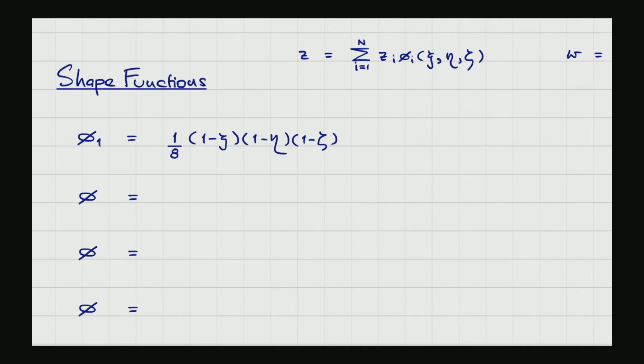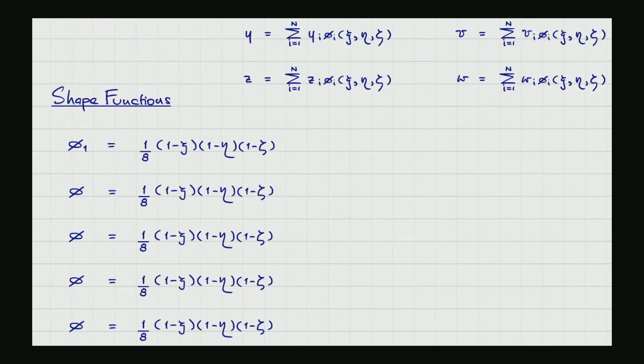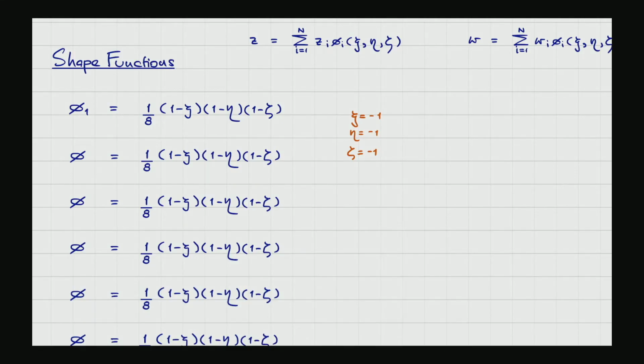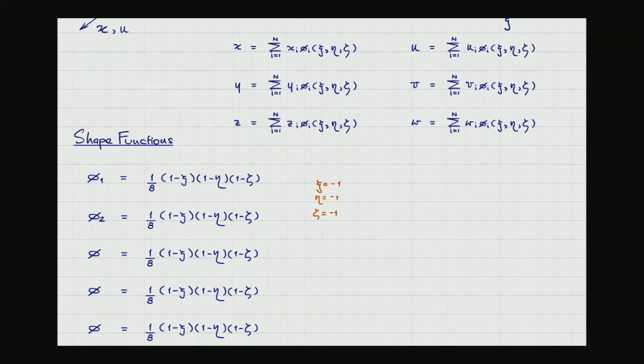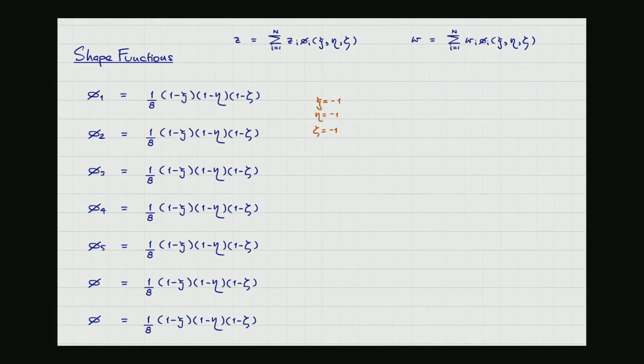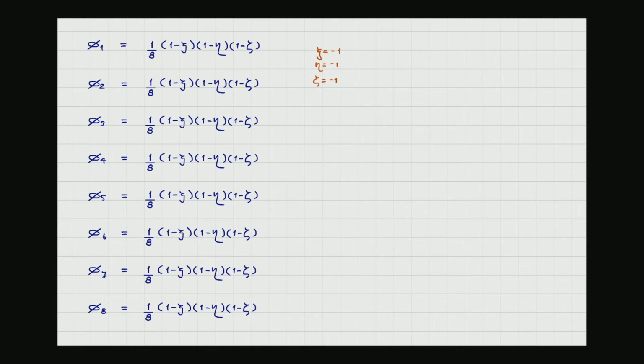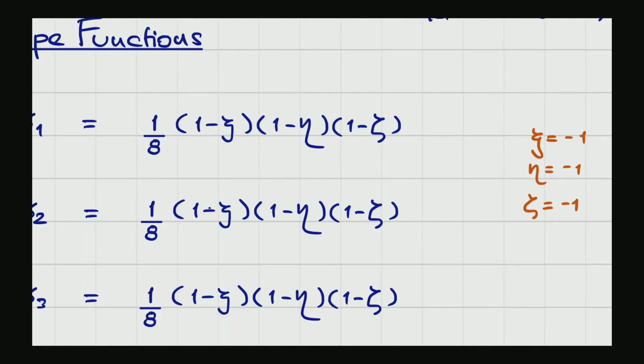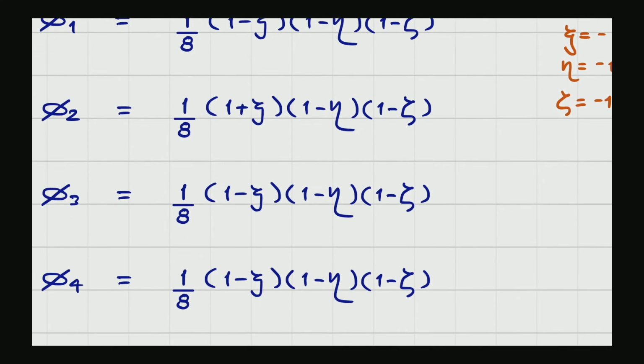And likewise, let's see the second one. I will bring all of this to the side. So the second node, xi is equal to 1, others are -1. So xi equals +1, then 1 plus xi. Eta equals -1, so that's going to make 1 minus eta, 1 minus -1, right? And so on. So the only change is at the xi. How about the next one?